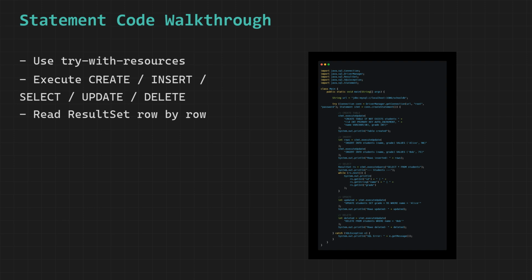When executeUpdate is called with a create table statement, it returns 0 because DDL statements like create table do not insert, update, or delete any rows. The IF NOT EXISTS clause is a safety guard. If the table already exists in the database, the statement simply does nothing instead of throwing an error, making the code safe to run multiple times.